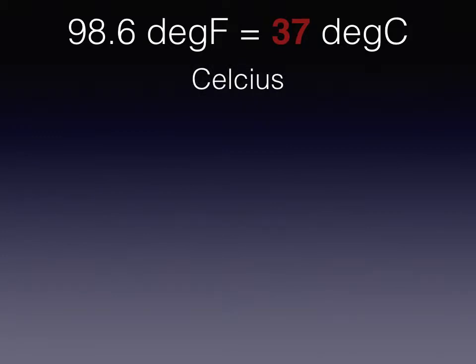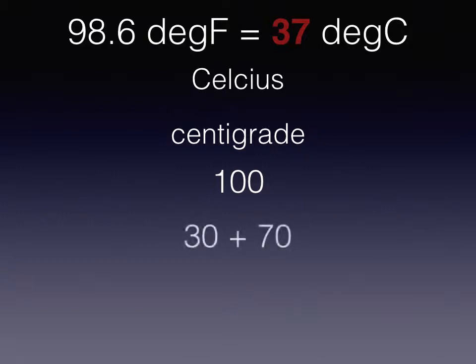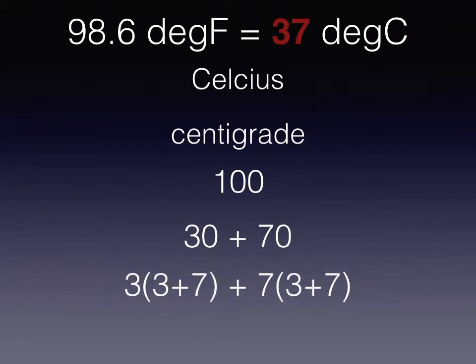Okay, now Celsius, it used to be called centigrade, but the name was changed to honor a scientist, and the word cent means 100, because the scale begins when water freezes, 0 degrees, it's ice. 100 degrees, it boils, it vaporizes. And 100 neatly breaks down into 30 plus 70, which further breaks down to 3 times 3 plus 7 plus 7 times 3 plus 7, or basically 10 squared.